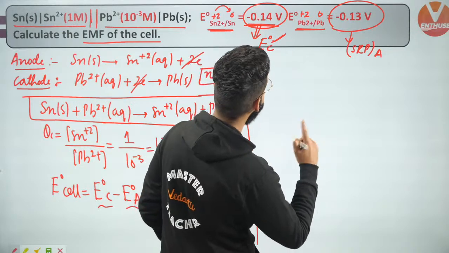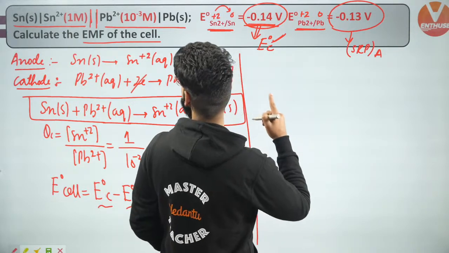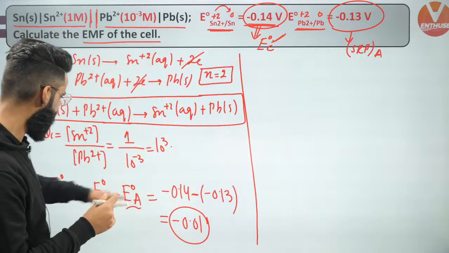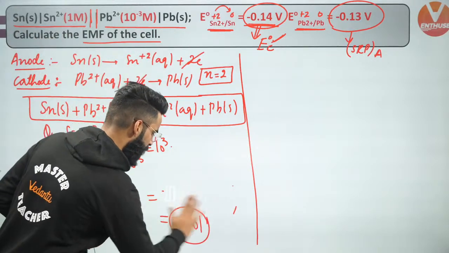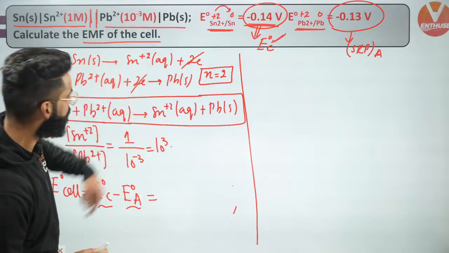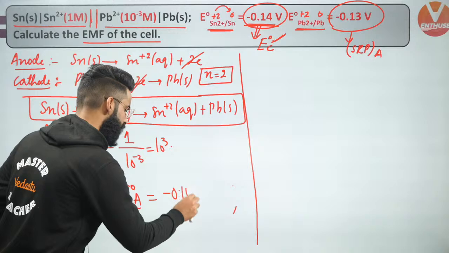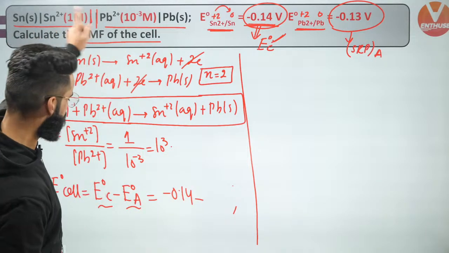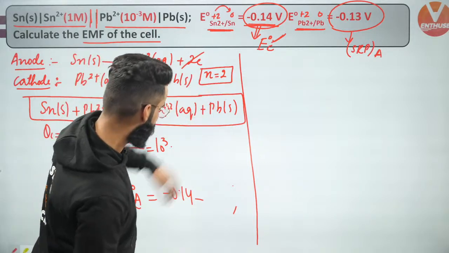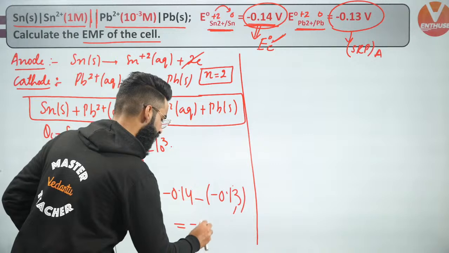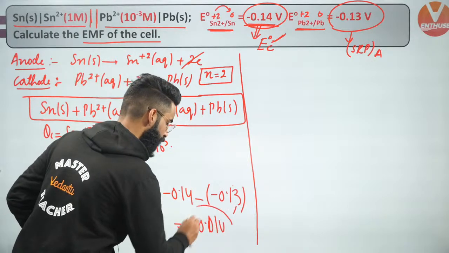Just a second, guys. I think I did the reverse, yeah? I did the opposite. Just a second. E naught of cathode is minus 0.14 minus E naught of anode. No, I was correct, yeah? It was correct. So it's going to be minus 0.01 volts, yeah?